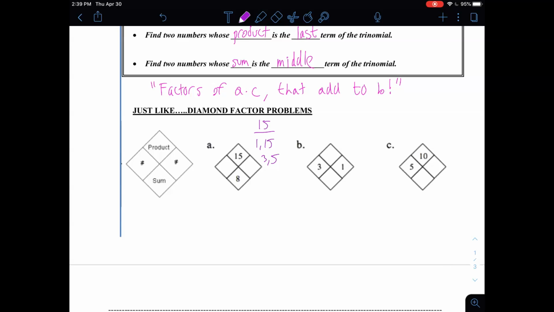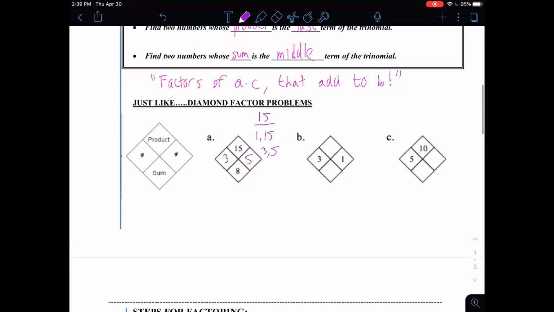What adds to 8? Are this 1 and 15 going to add to 8 or no? And this is positive, so both numbers have to be positive to multiply to positive 15. So we're going to do 3 and 5, right? The 3 and 5 add to 8 and multiply to 15? It does. So 3 and 5 would be the correct numbers.